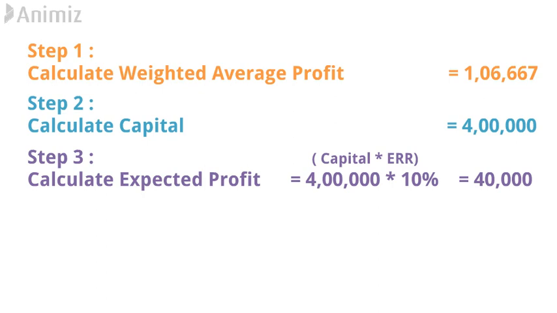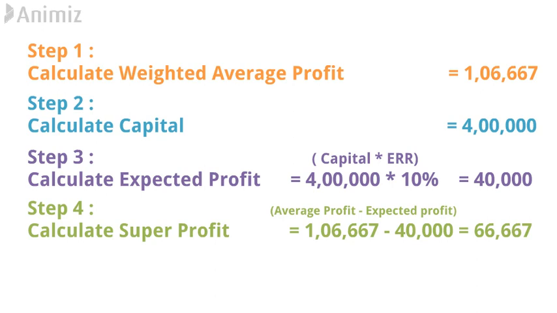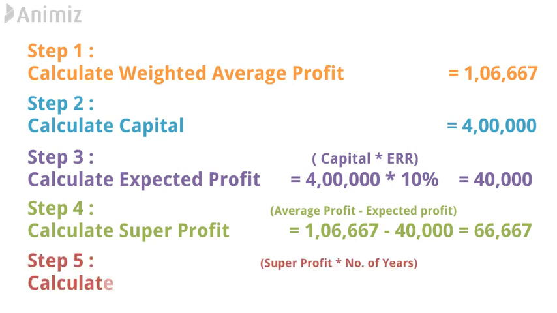Fourth step, we need to calculate super profit. What is the formula for super profit? It is weighted average profit minus expected profit. So 1,06,667 minus 40,000, which amounts to 66,667. And the last point is calculation of goodwill.